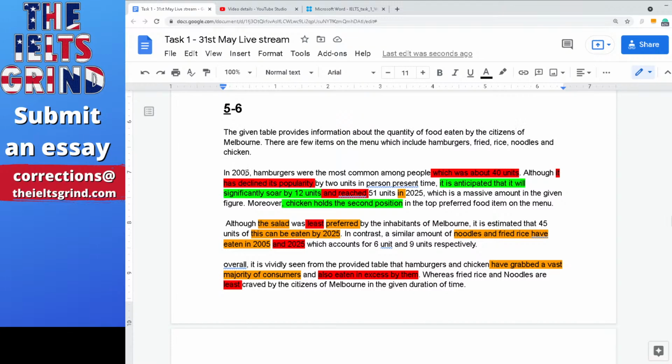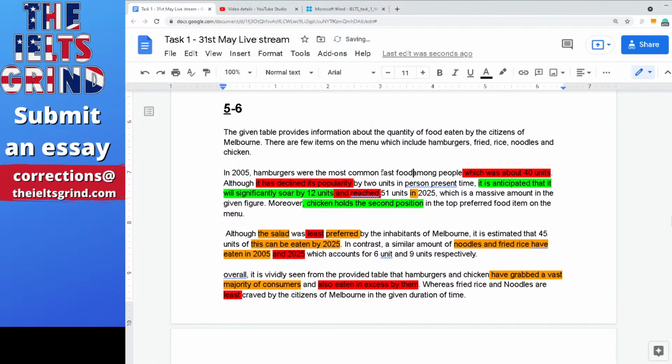In 2005, hamburgers were the most common among people, which was about 40 units. It doesn't make sense. It doesn't really, just by saying which was about 40 units, we have to phrase it in a slightly different way. So firstly, I would change this to, in 2005, hamburgers were the most common fast food among people, which I might say accounted for about 40 units per year or per month, whatever it might be. This question doesn't actually give us that information. So I just think accounted for would be better than was.